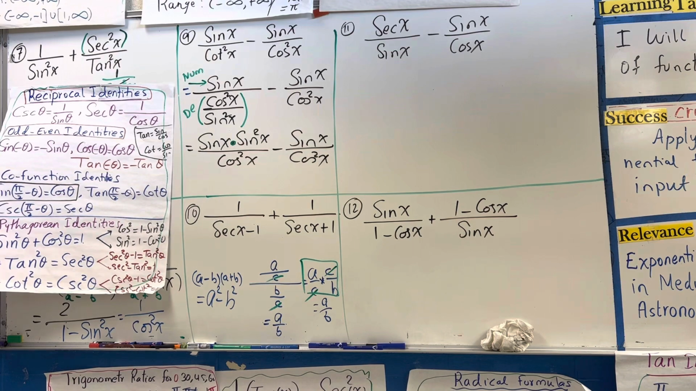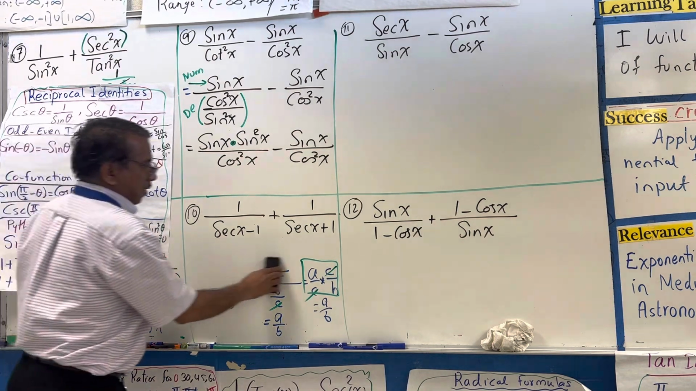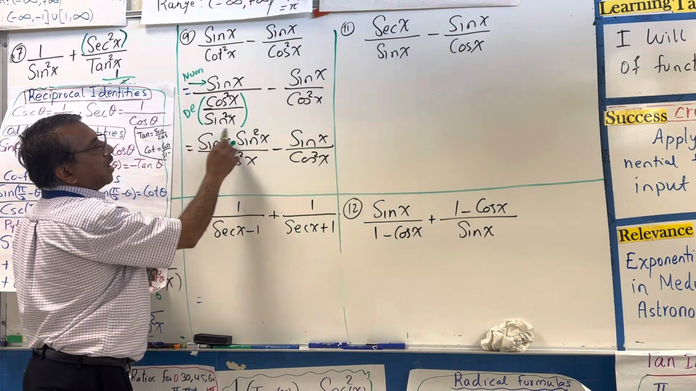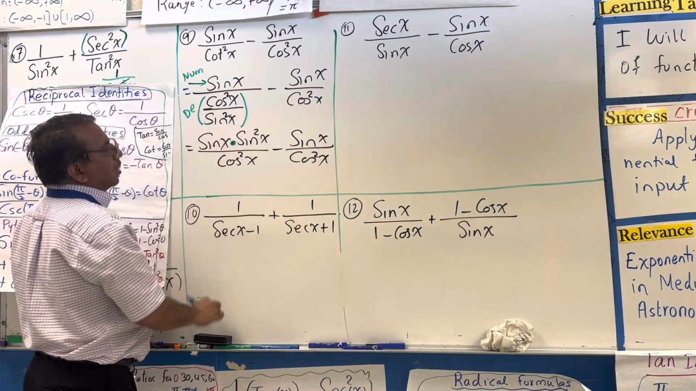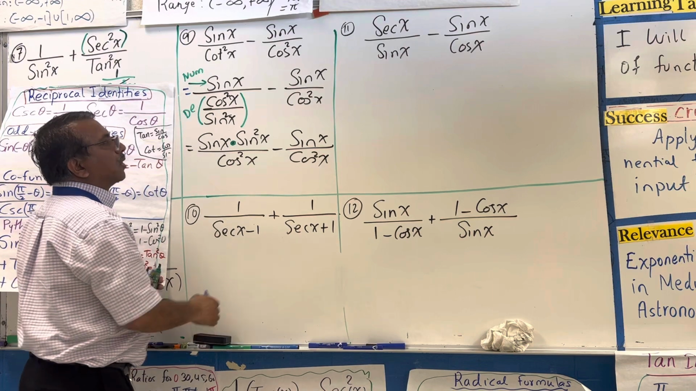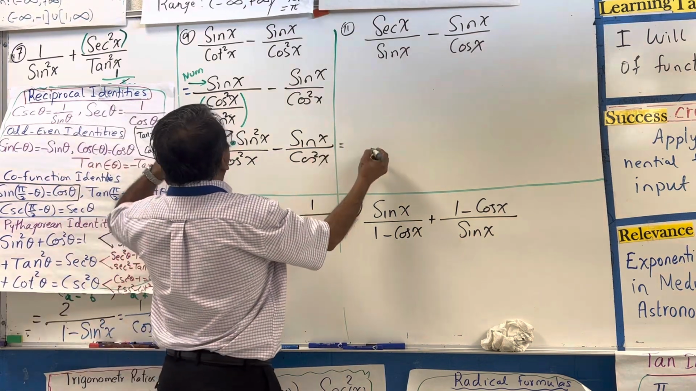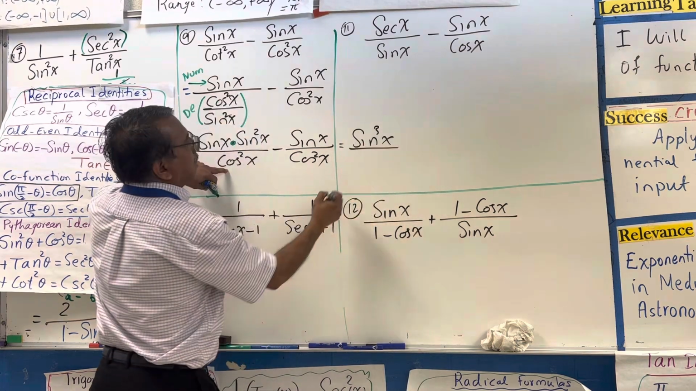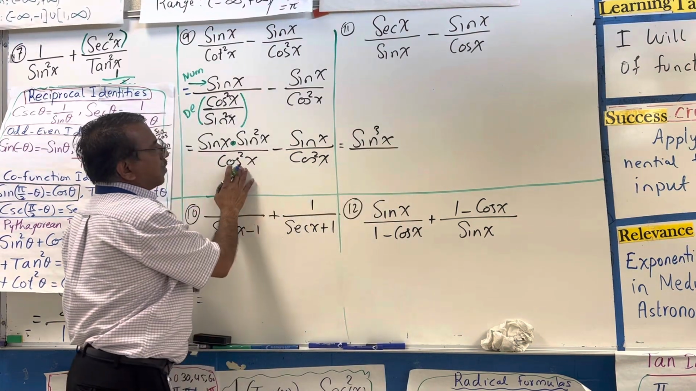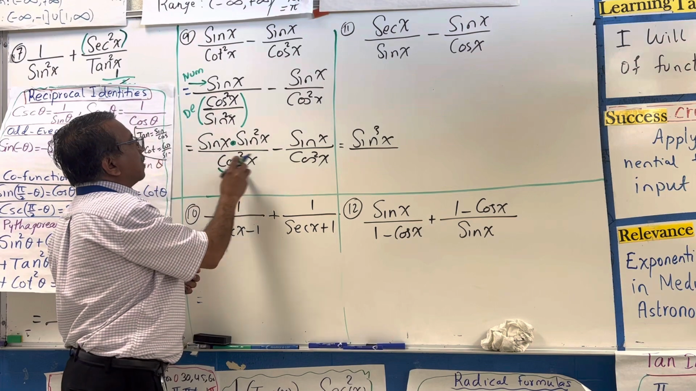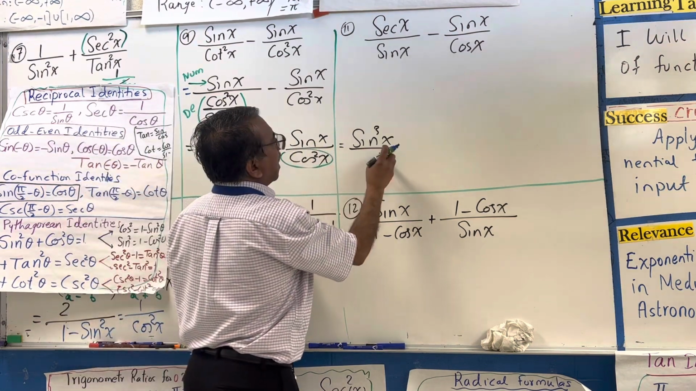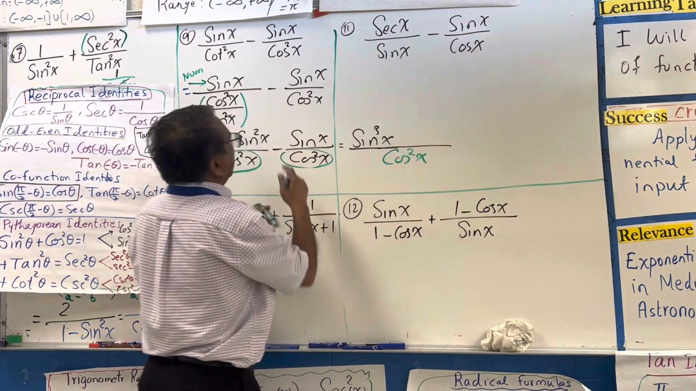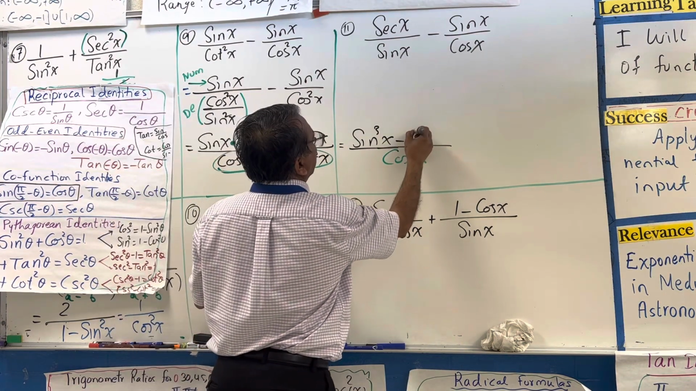So then, what do we do next is this sine x and sine square. There are three of them, so let me write it. This equals sine cubed x divided by cosine square. Now remember, this cosine square is the same thing, so this denominator is the same, so I'm going to write it only once, cosine square of x, but the numerator is sine cubed x.